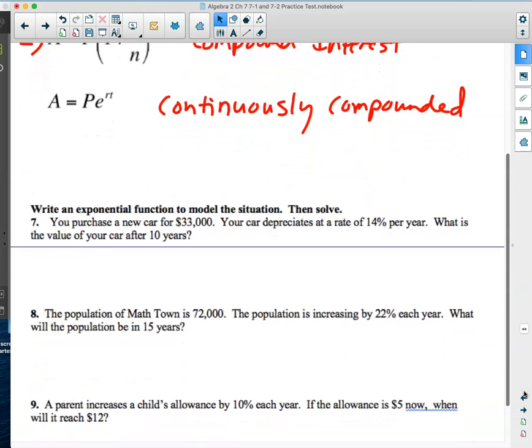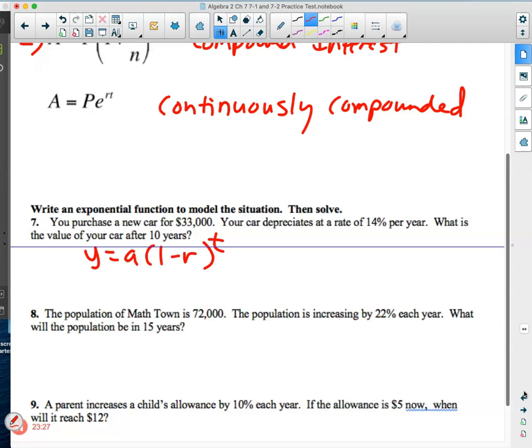First thing we do is read through the problem to figure out which formula we should be using. You purchase a new car for $33,000. Your car depreciates at a rate of 14% per year. What is the value of your car after 10 years? What formula are we going to use? The one with subtraction, right? It's depreciation. That's that one.